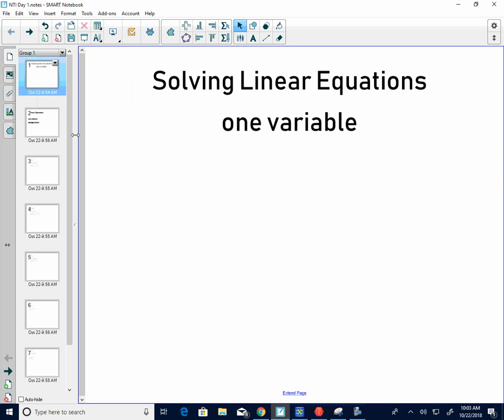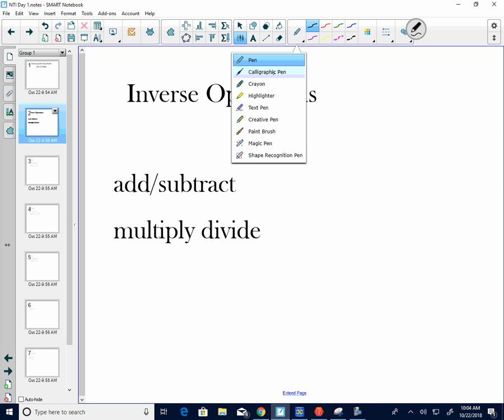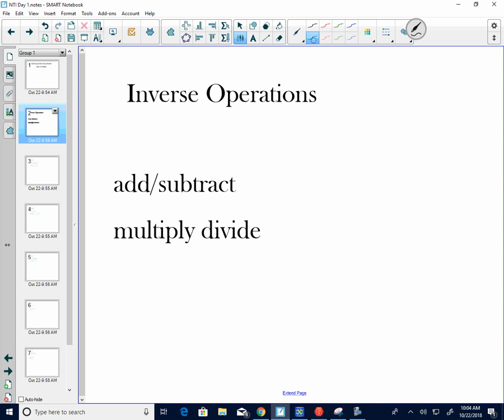Okay, for today's assignment, we're going to be looking at solving linear equations that only have one variable. What we need to remember is inverse operations: the opposite of adding is subtracting, the opposite of subtracting is to add, the opposite of multiplying is to divide, and the opposite of dividing is to multiply. Because we're going to use these inverse operations to help us solve these equations.